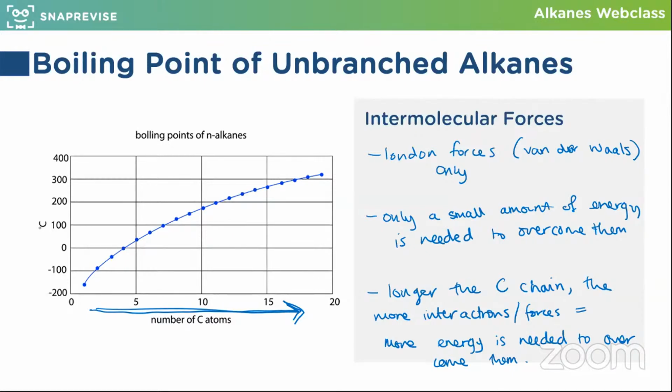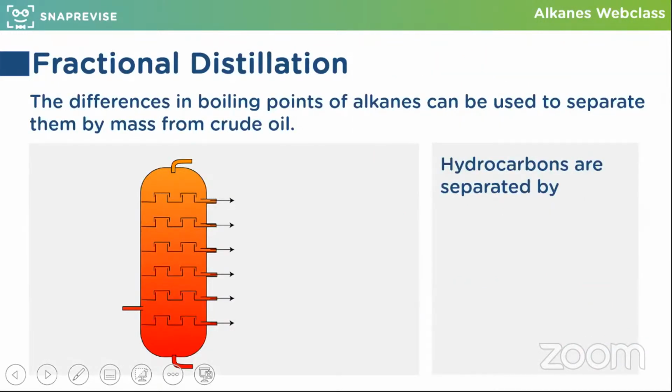Lovely. Fantastic, guys. Okay, so next slide then, fractional distillation. The differences in boiling points of alkanes can be used to separate them by mass from crude oil. Hopefully you guys have seen this at GCSE. So we're going to have crude oil going in at a really, really hot temperature.